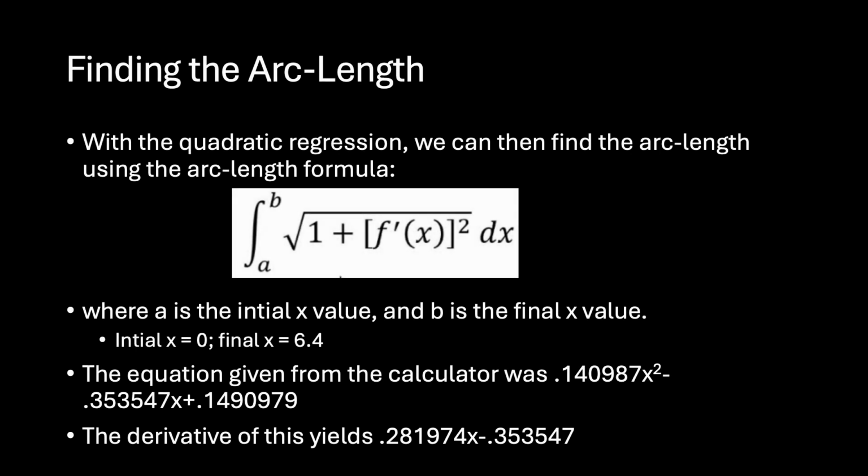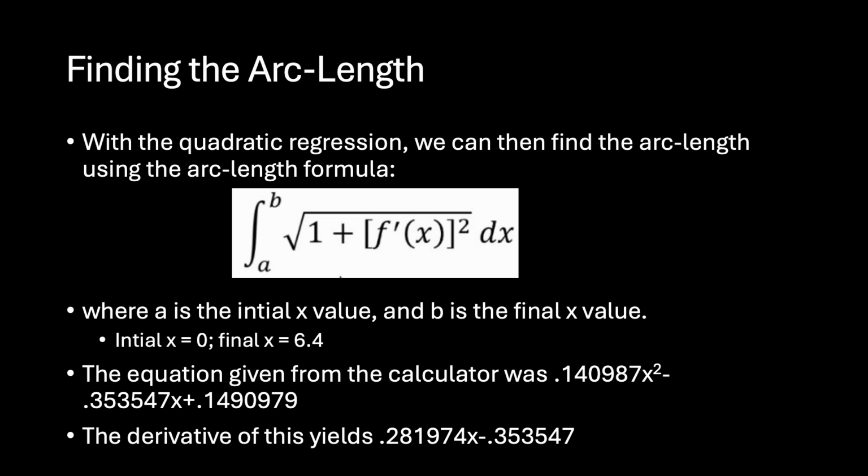Using the formula, the integral from a to b of the square root of 1 plus the square of the derivative of the equation with respect to x, we can find the exact length of this arc. In this formula, a is the initial x value and b is the final x value. Knowing the initial x value is 0 and the final x value is 6.4, we know that we integrate from 0 to 6.4.